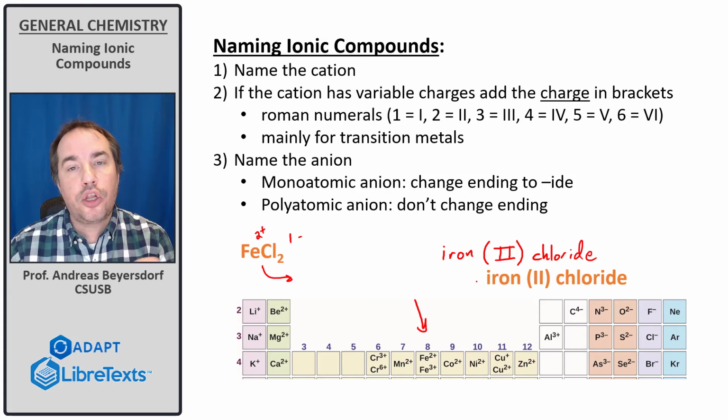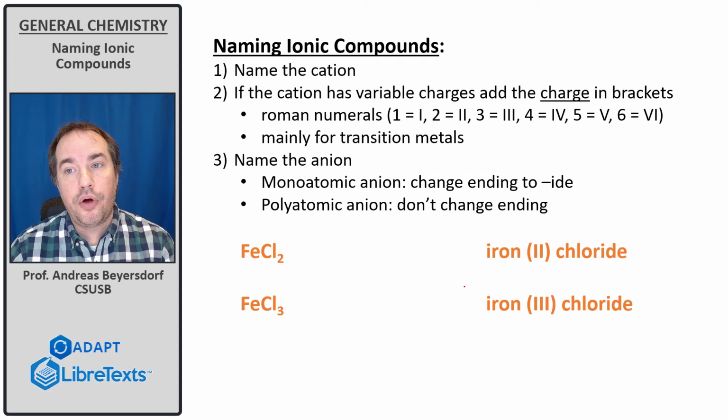We need to include the charge to differentiate FeCl2 from FeCl3. FeCl3 is iron(III) chloride. Now, the number here gets it from the charge of the cation. In this case, it's Fe2+, and here it's Fe3+.